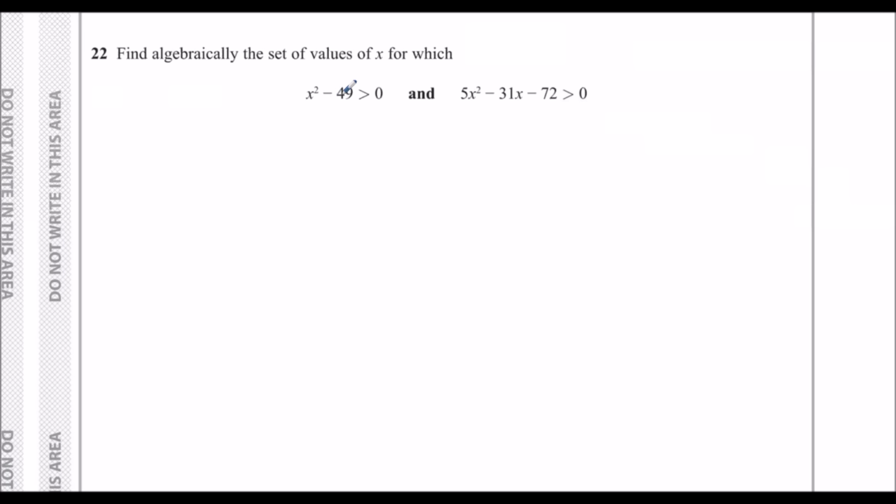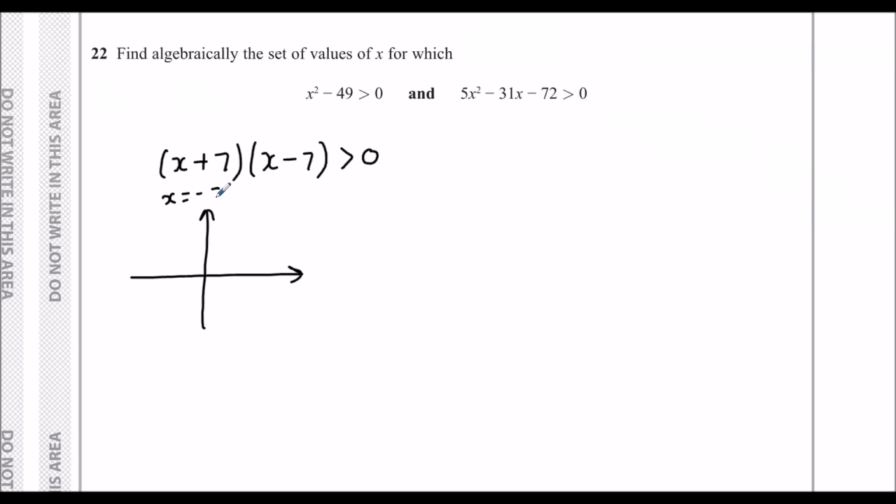So x squared minus 49, I can write as (x plus 7)(x minus 7). It's a difference of two squares. So if I factorize x squared minus 49, it's (x plus 7)(x minus 7). And we want to know where that's bigger than 0. So if we do a quick sketch, it will cross the axes at negative 7 and positive 7. There are its roots, negative 7 and positive 7. And it's shaped like a U shape.